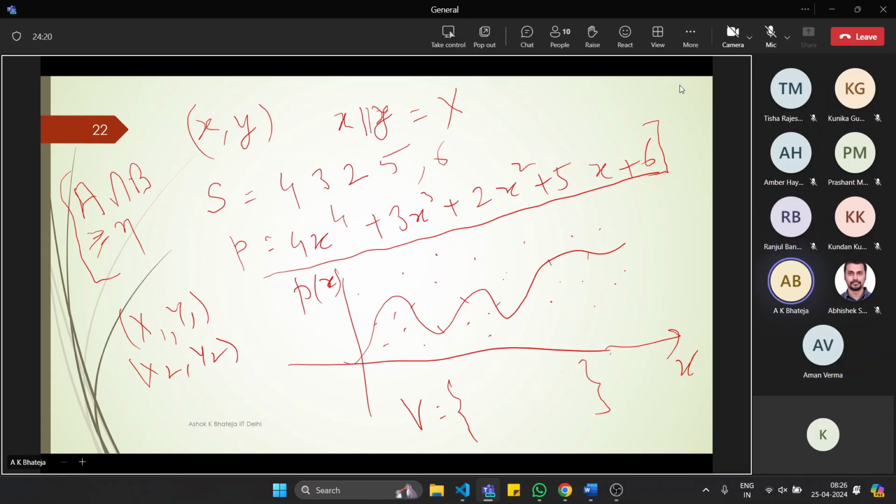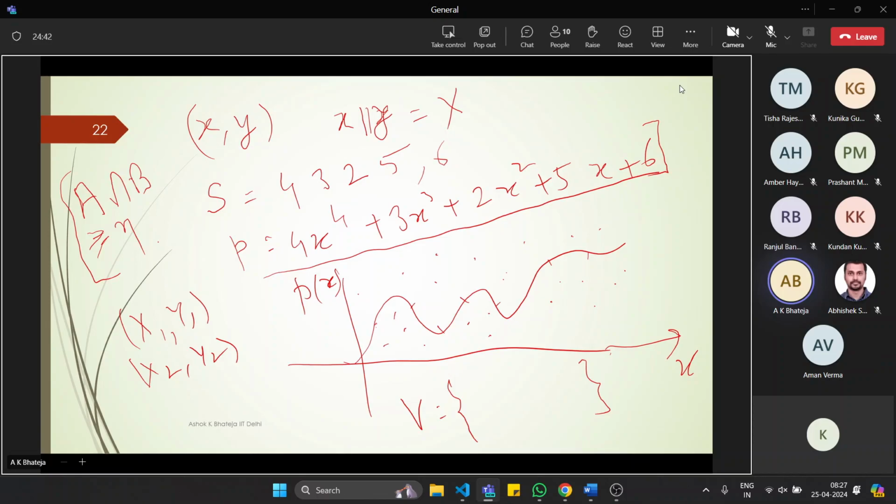So capital X1, capital Y1. This is a point definitely lying on this polynomial because we have got Y1 from this polynomial only. So definitely X1, Y1, X2, Y2, all of these points will definitely lie on this polynomial only.